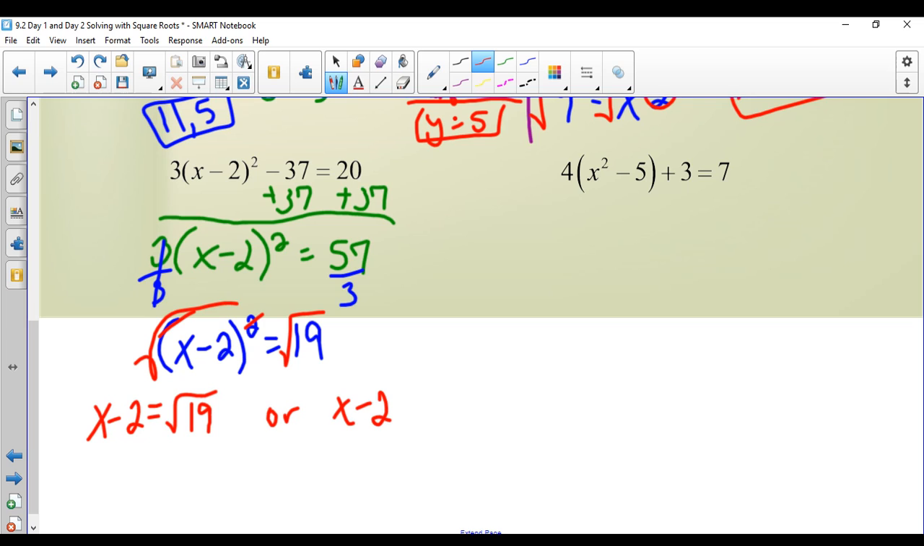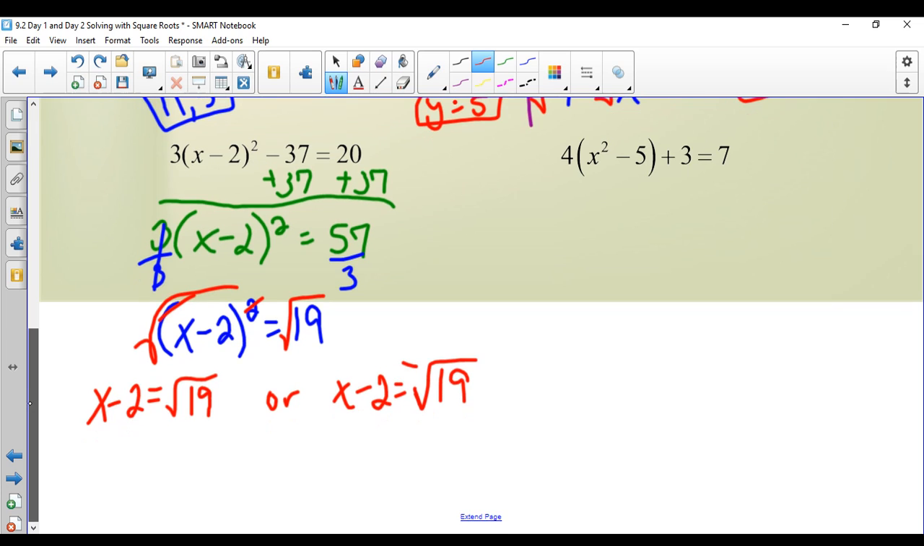We have x minus 2 equals positive square root of 19, and we have x minus 2 equals negative square root of 19. So we're going to do this. It looks kind of weird, but that's okay. It's not going to hurt anybody. So then I'm going to write plus 2. Now, technically I could write square root of 19 plus 2.